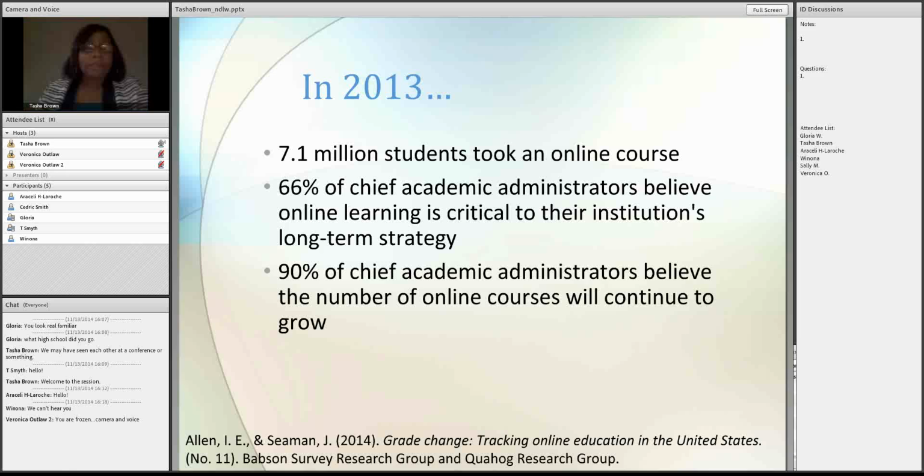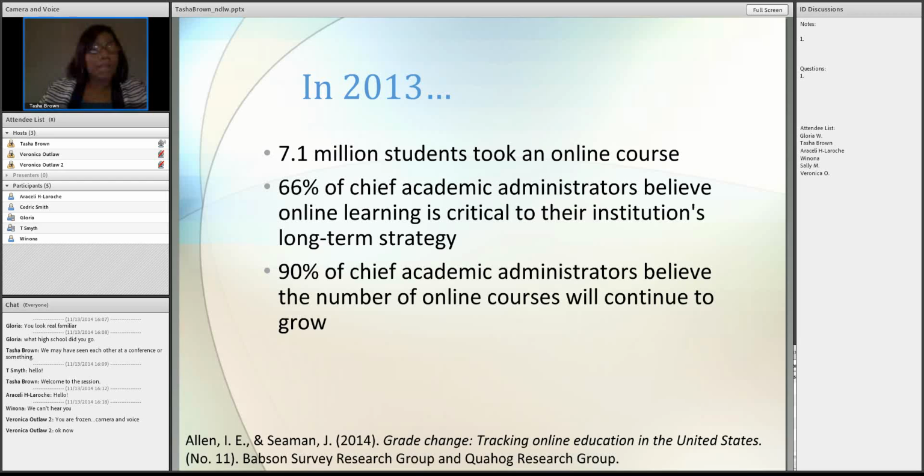You will also see in the next stat that 66% of our chief administrators believe that online learning is going to be the next phase. It's critical to their institutions, to our institution. It's critical to our success. And then you will see a whopping 90% believe that this number will continue to grow. So you have all these students taking these courses. You have your chief administrators believing that this is going to be the future of our universities. So we have to think about how we can make sure our online courses are standing apart.